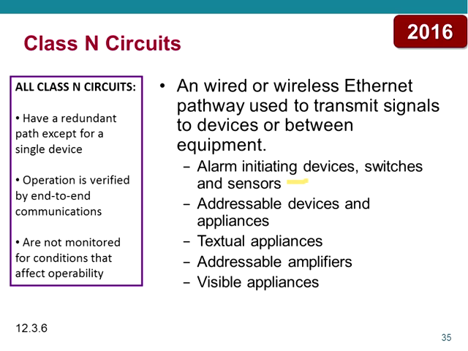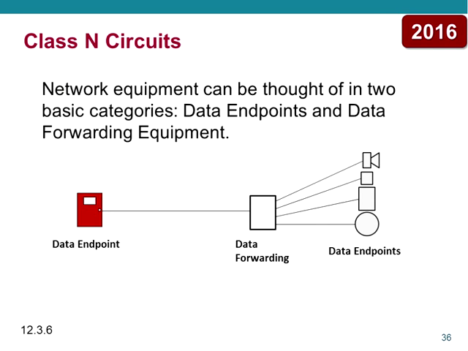So what are we going to use them for? Well, we'll probably end up using them for alarm initiating devices, switches, and sensors, addressable devices, textual appliances like speakers, addressable amplifiers, maybe even visible appliances at some point. So those are things we can use them for. And by the way, this is not representative. This line right here would not be permitted by code. This is a simplistic diagram to show you what the topology is.